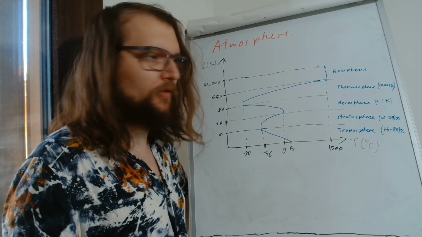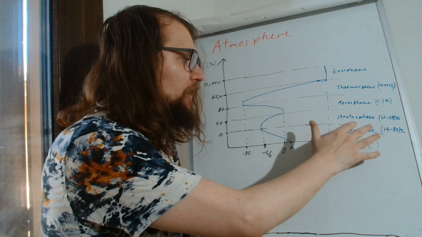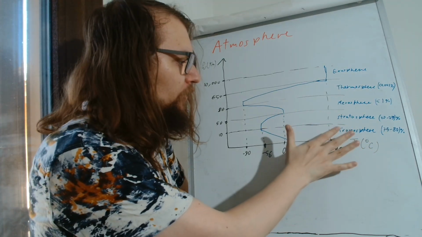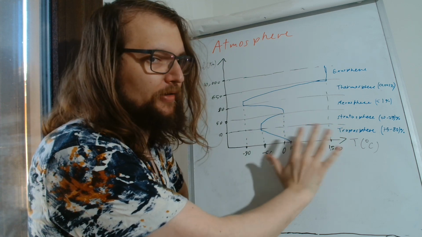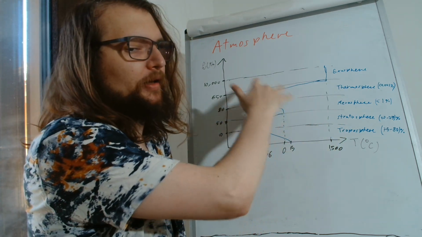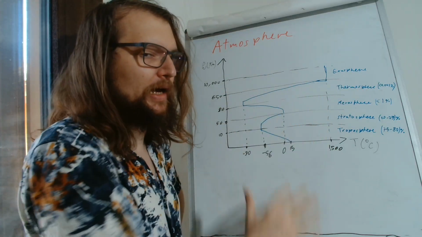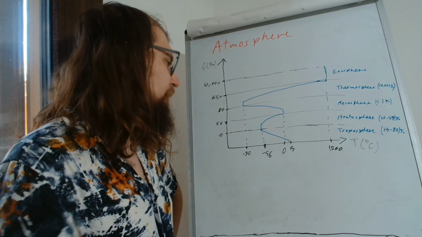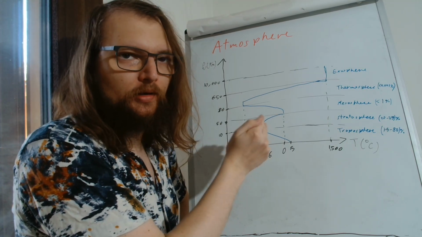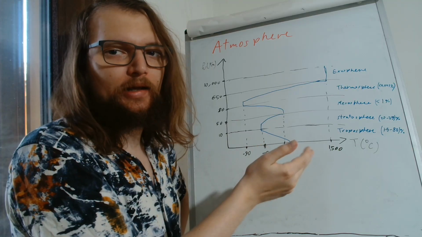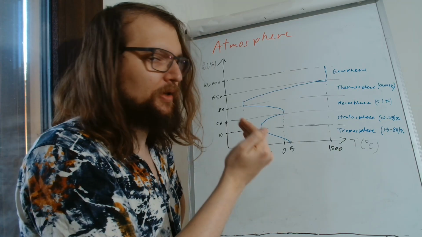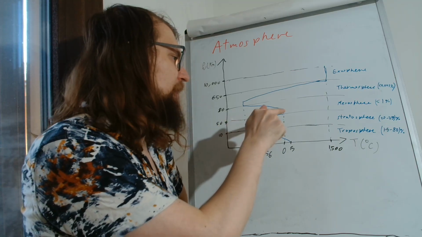Then we have the stratosphere. The stratosphere contains about 20 to 25% of all the air in the atmosphere. So the troposphere and the stratosphere together have basically all the air in the atmosphere. The other layers have very little air. And in the lower stratosphere is where most commercial airplanes fly, and military planes can reach higher altitudes in the stratosphere.